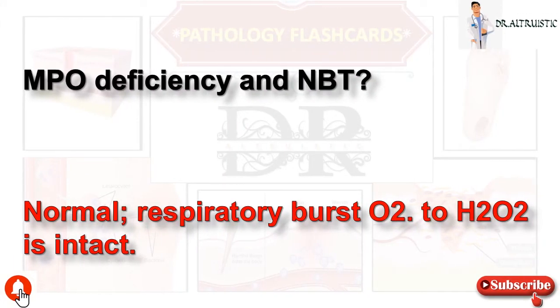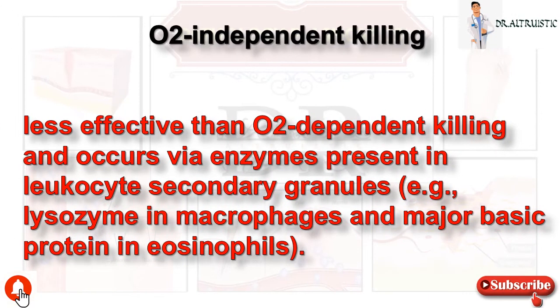MPO deficiency and NBT: normal, respiratory burst O2 to H2O2 is intact. O2 independent killing: less effective than O2 dependent killing and occurs via enzymes present in leukocyte secondary granules, e.g., lysozyme in macrophages and major basic protein in eosinophils.